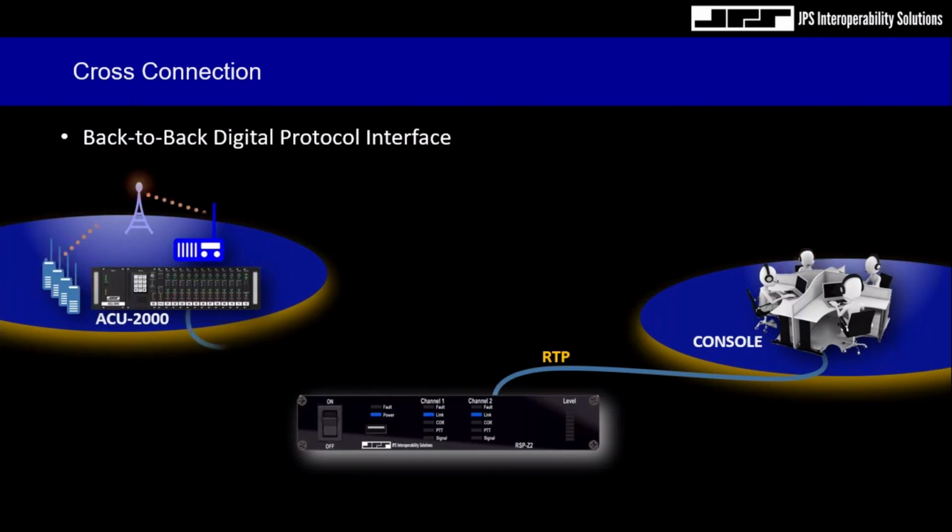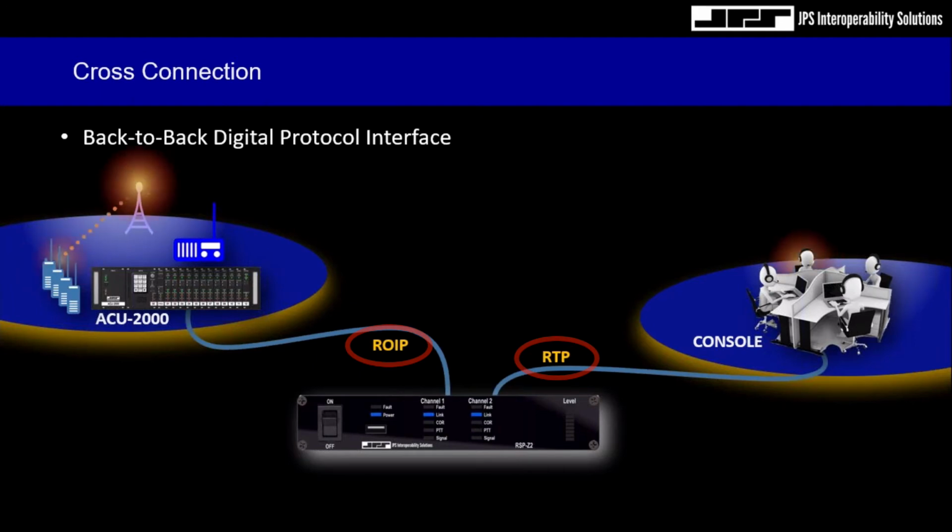Another use case in a simple cross-connect pattern is the ability to establish a back-to-back digital interface. And in this example, we're supporting a remote ACU, a gateway with an RoIP link assigned to channel 1. And channel 2 of the RSP-Z2 Dual Channel Gateway is then supporting an RTP link to a console. And because of the various analog and digital interfaces, you can imagine the many sub-configurations from this simple two-way gateway.